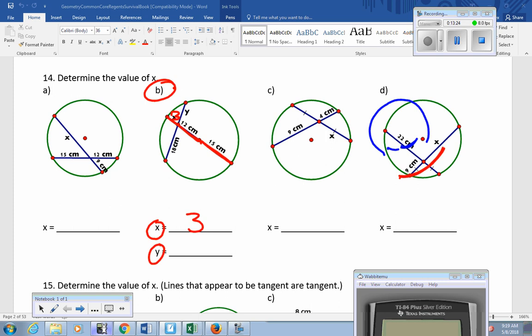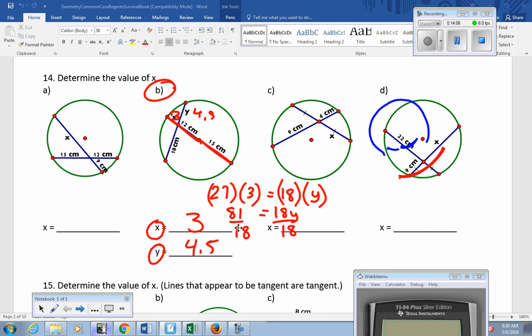Now I'm going to use one of the formulas from the arc page that we talked about in the directions. So in this case we got 27. If we take the cross products, in this case 27 times 3, and we set that equal to the multiplication of the other 2 parts of that chord, 18 times y. We can figure out what y is by multiplying these together. So we get 81 equals 18y, and then divide each side by 18. So that's going to end up being 4.5 for y.